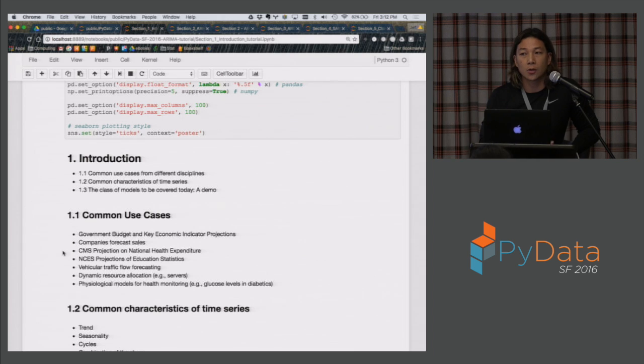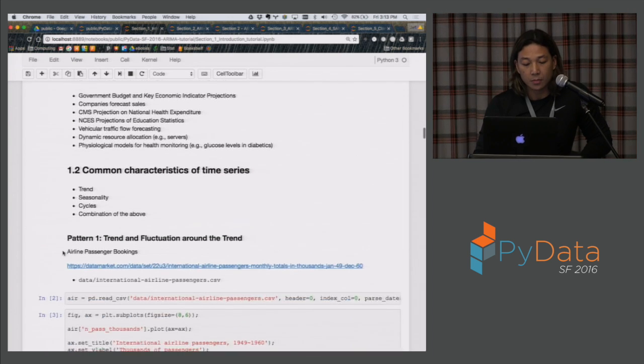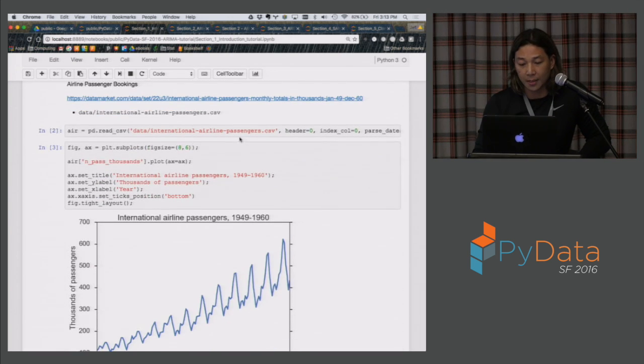And throughout this tutorial, I actually will be using Python. I will not be using R. But later on, after this tutorial, I'll post some of the notebooks in R. At Berkeley, I actually use R to teach the class. Okay, so let's dive right into it.